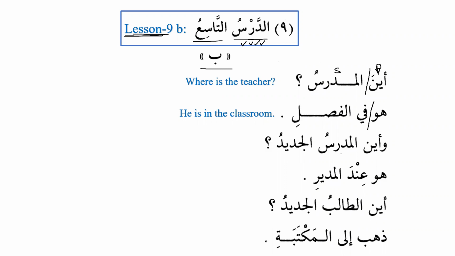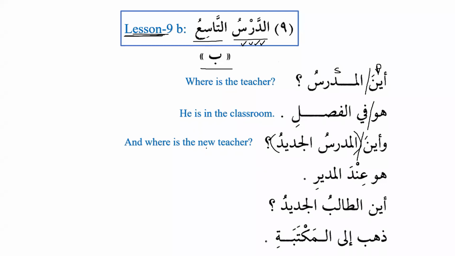And now we have al-mudarrisu al-jadidu. So now we have al-mawsuf al-sifa, a noun and adjective. So the question is wa ayna al-mudarrisu al-jadidu, and where is the new teacher? So now we have this adjective phrase which is used with the definite noun. And where is the new teacher?